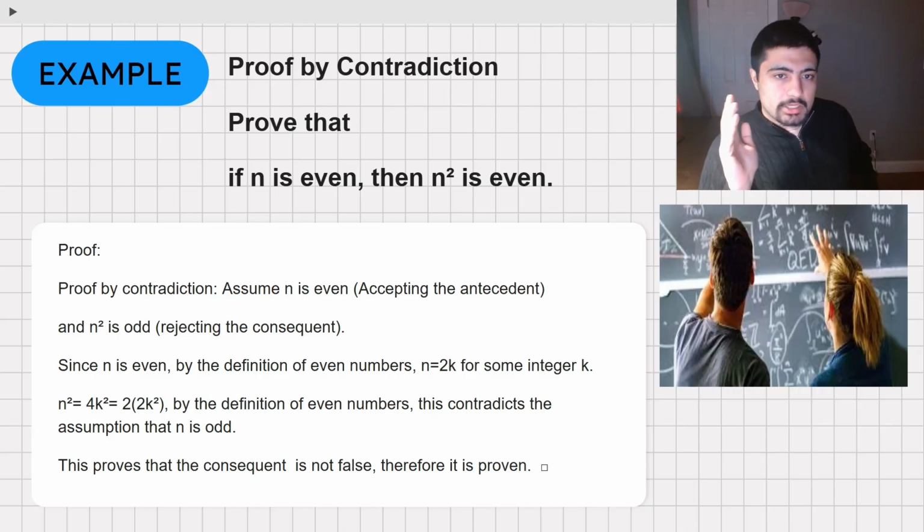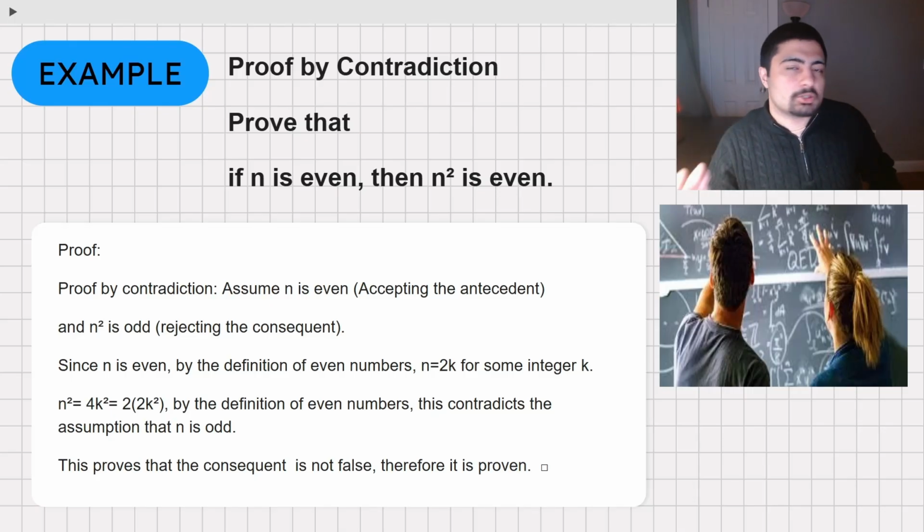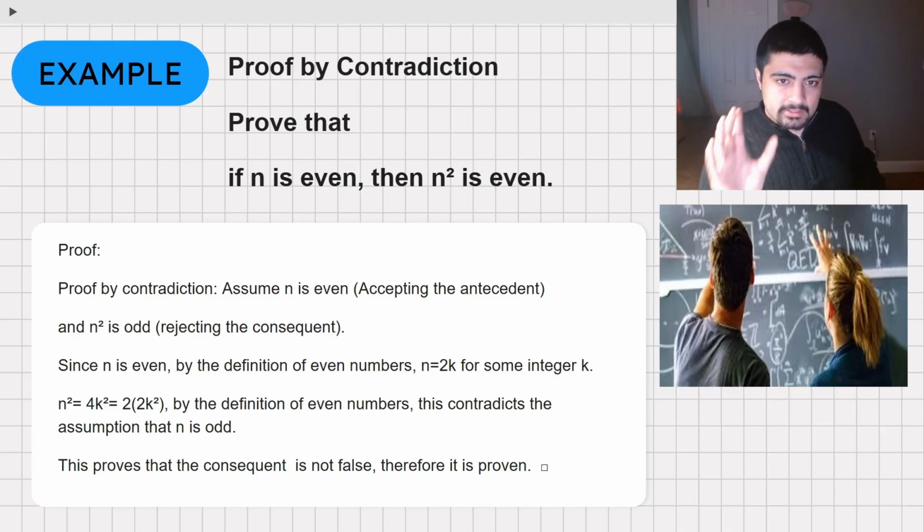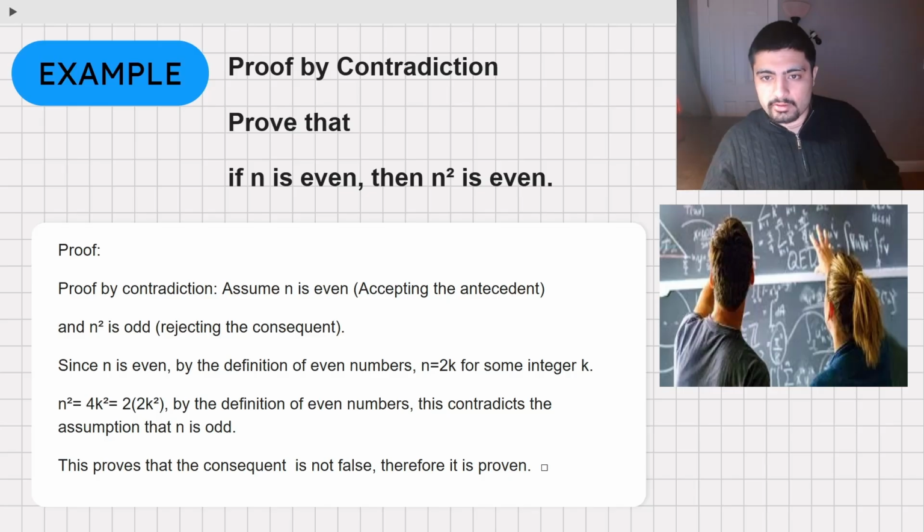Proof by contradiction. Now we want to prove the same thing. I wanted to use the same example so it will be much easier to follow intuitively. If n is an even number, then n squared is even. Okay, we just proved that using direct proof. How can I use contradiction to prove this? Well, we want to use a false possibility, right? So I'm going to say, hey, assume n is even and n squared is odd. Okay, that's accepting the antecedent and rejecting the consequent.